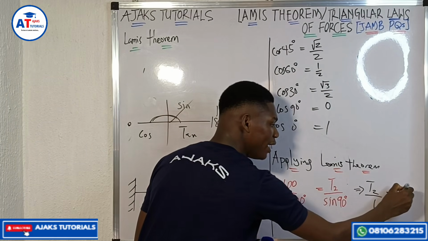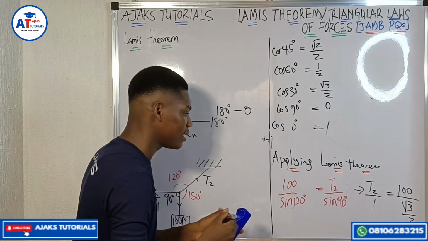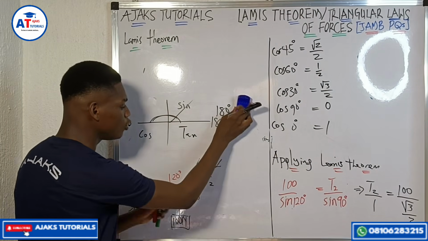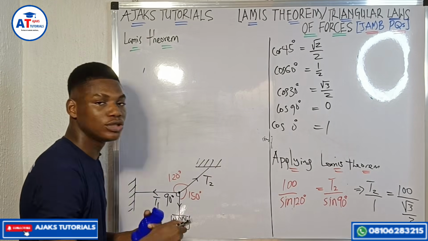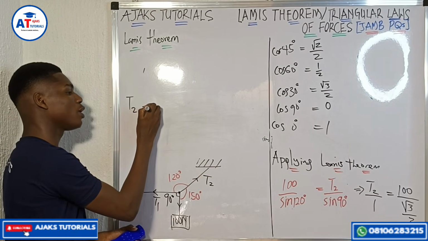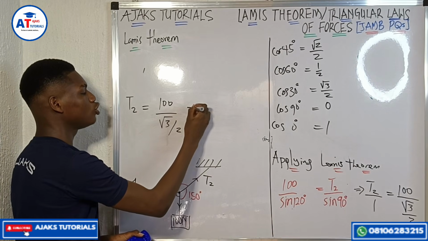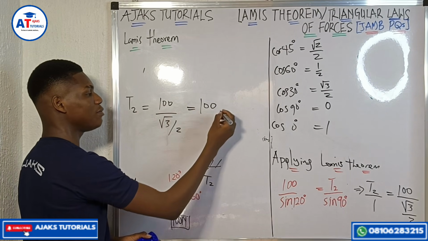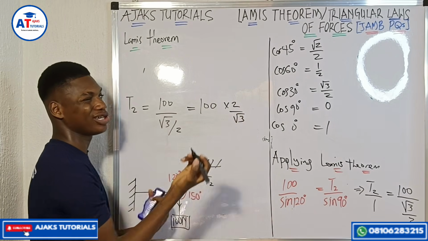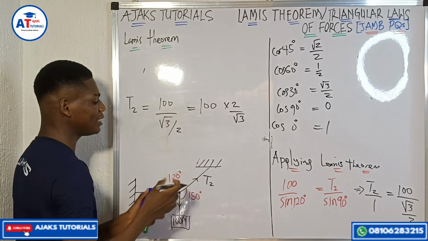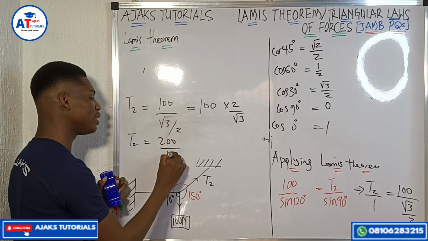So 100 divided by root 3 over 2. Class, now let's compute that. I don't want to clean this equation. Follow me. We have my T2 equal to 100 over root 3 over 2. That's the normal calculation: 100 times 2 over root 3. 100 times 2 is 200. So my T2 is 200 over root 3.